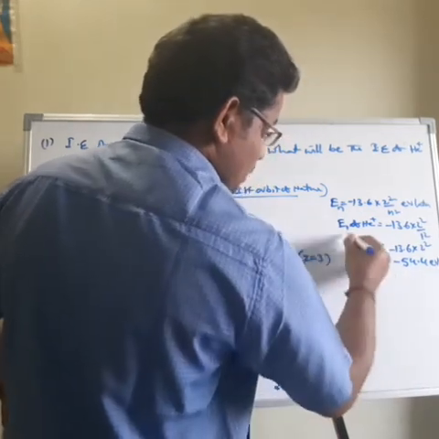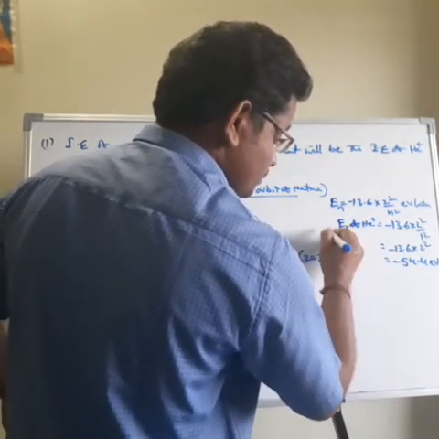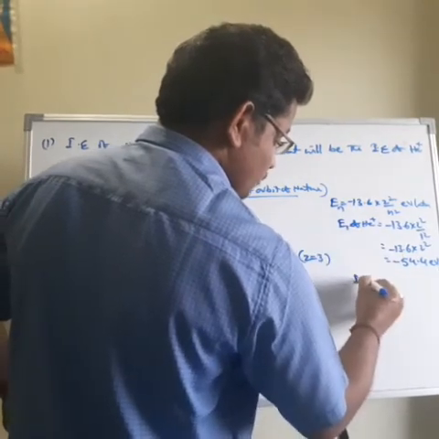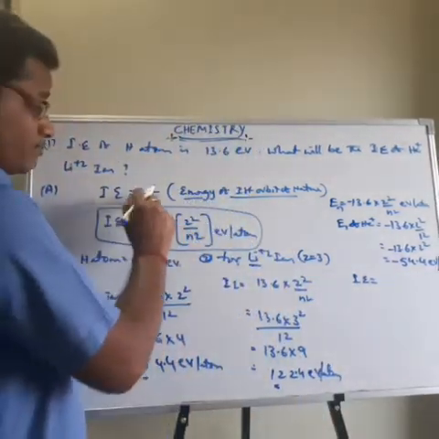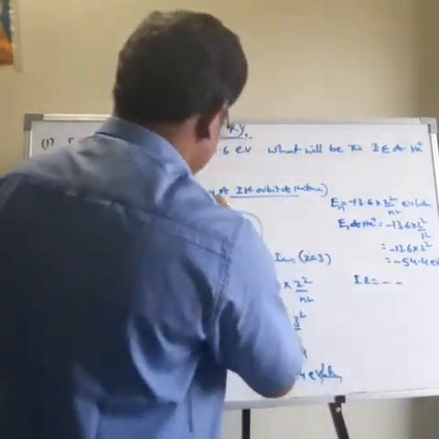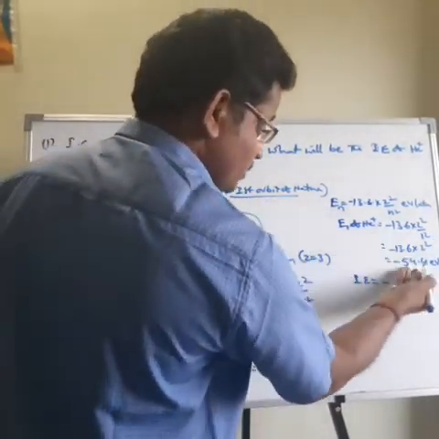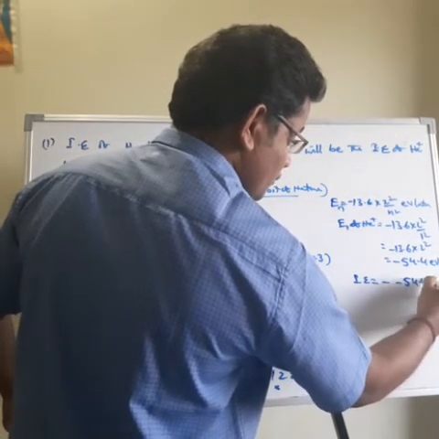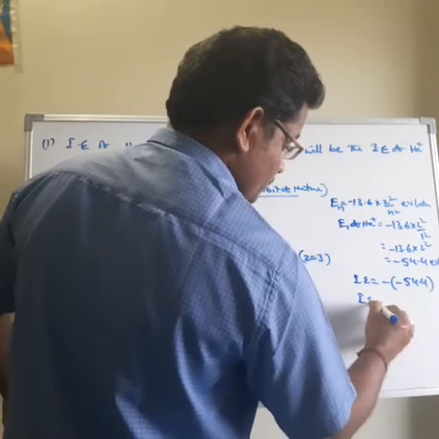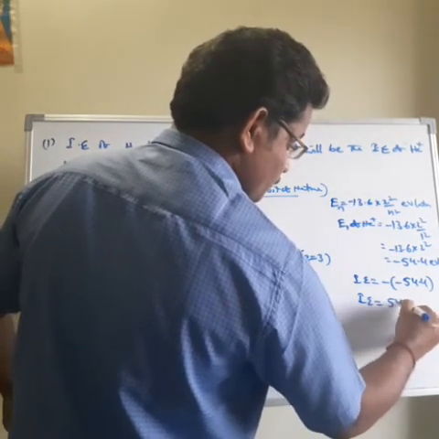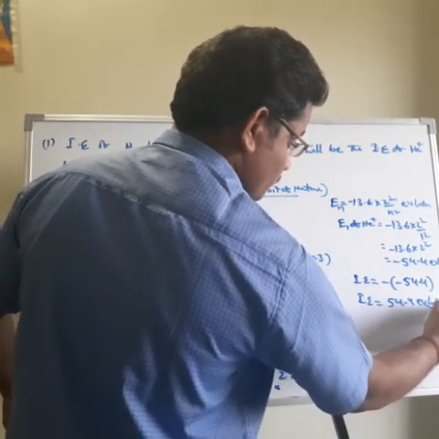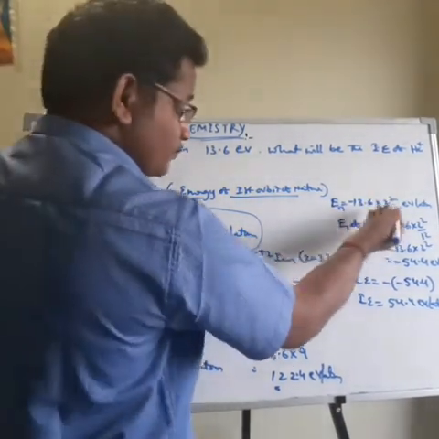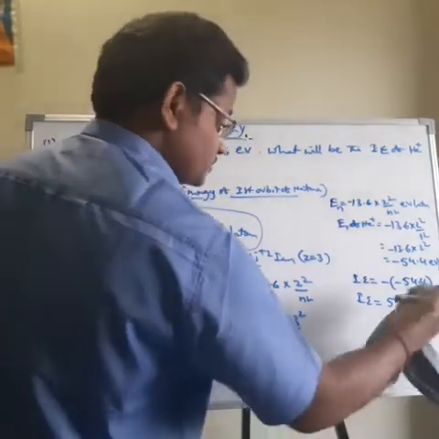After finding the energy of the first orbit of helium, the ionization energy is equal to minus of the energy of the first orbit, using the same formula as for the hydrogen atom. We substitute this value here: minus into minus 54.4, so the ionization energy is plus 54.4 electron volt per atom. Like that, if you take lithium, it works the same way.